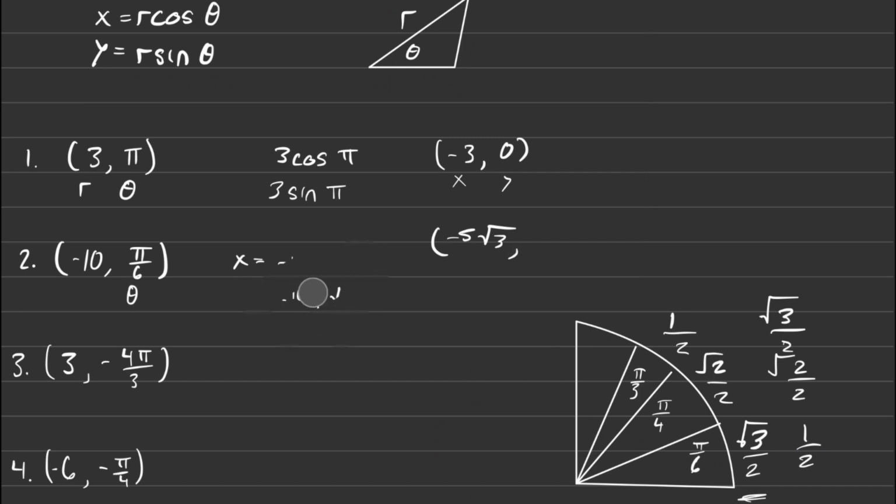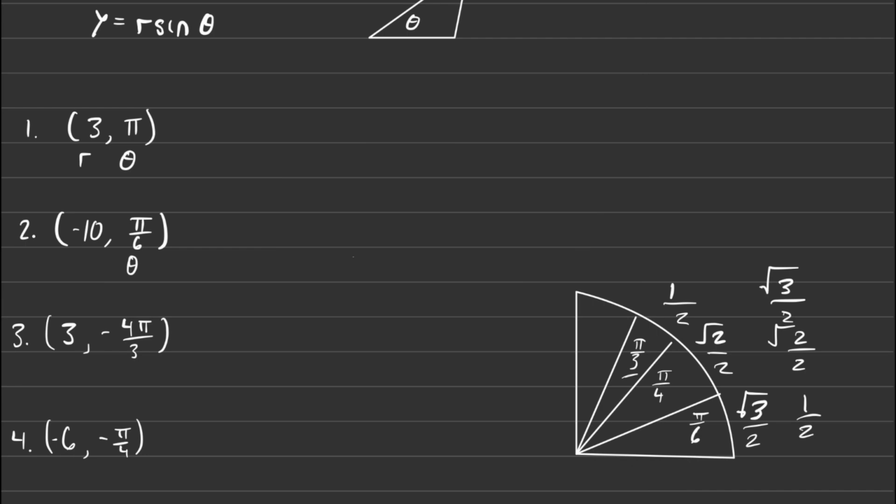Now for the y coordinate, we have that y equals -10 sine of pi over 6. When we take a look at our unit circle here, we see that sine of pi over 6 is 1/2. So 1/2 of -10 is -5.